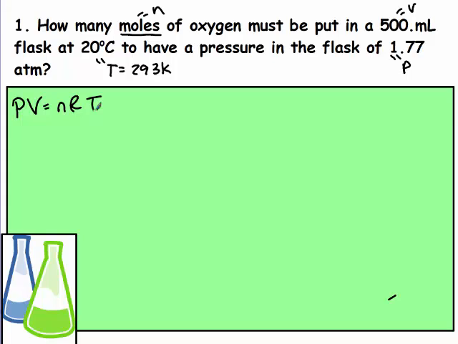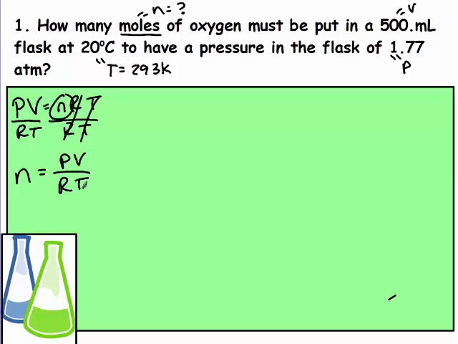It says we're looking for moles. Circle your variable and rearrange. To get N by itself, we're going to have to divide by RT. So N is equal to PV over RT. Now I can plug in all my variables.